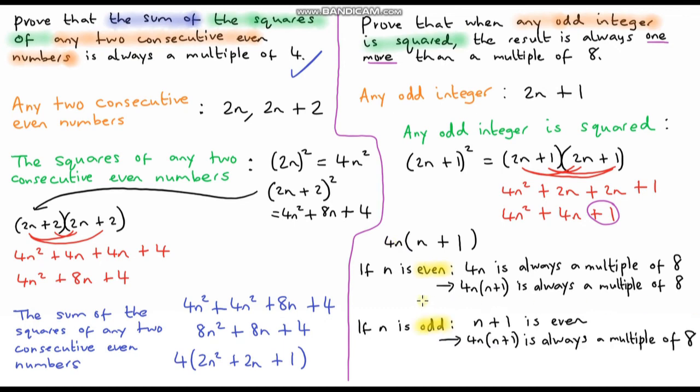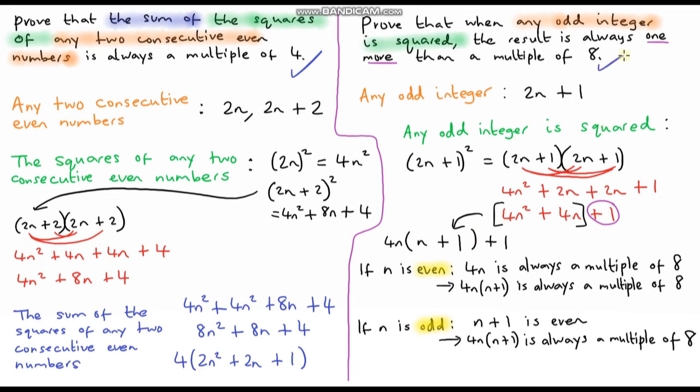So just to summarise, if n is even, this whole expression is going to be a multiple of 8. And if n is odd, this expression is also going to be a multiple of 8. So it doesn't matter if it's even or odd, this expression will always be a multiple of 8. And then we are adding on 1, because remember this part here is the same as here, so we need to add on that 1. So if this whole thing is a multiple of 8, this whole expression is 1 more than a multiple of 8. And we are done.